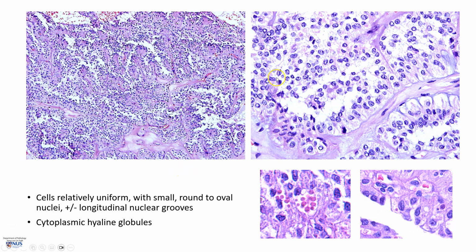The cells tend to be relatively uniform, and some of the nuclei can contain longitudinal nuclear grooves, as you can see here, and also here in this high magnification picture. And as I showed earlier, we can also sometimes see these cytoplasmic pinkish hyaline globules in the tumor cells.